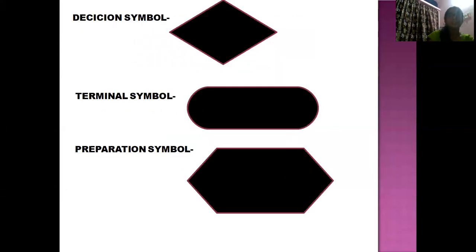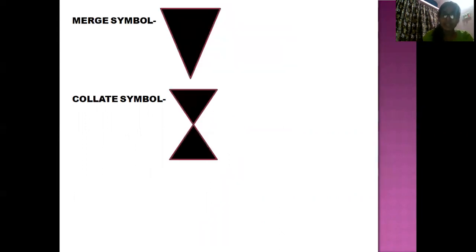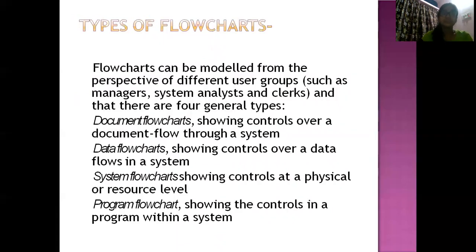The next ones are the decision symbol and the terminal symbol, which is like an oval. Next is the preparation symbol, which is like a hexagon. Next is a connector symbol, which is like a circle. And the sort symbol, which is in the shape of a diamond. The extract symbol, which is in the shape of a triangle. The merge symbol. Next is the collect symbol. These are some of the symbols through which the information is transferred in the flowchart.